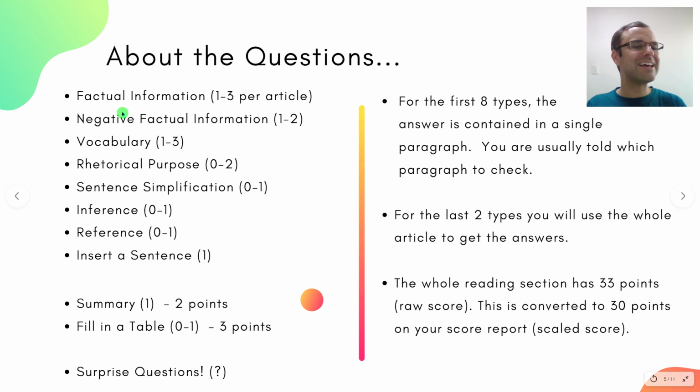On the other hand, another type is called the negative factual information type. You might get 1 or 2 of these per article.